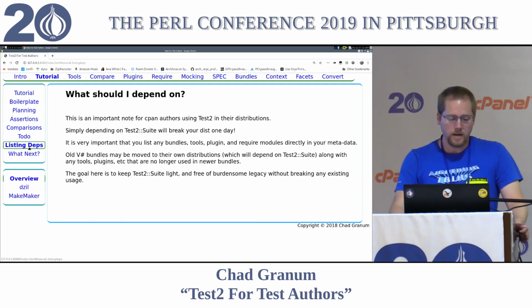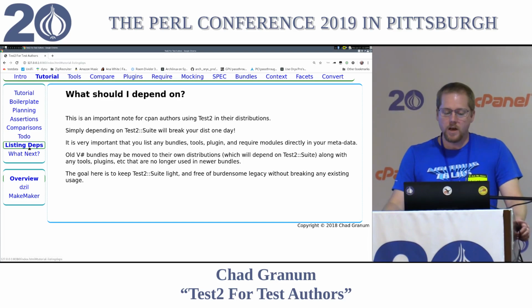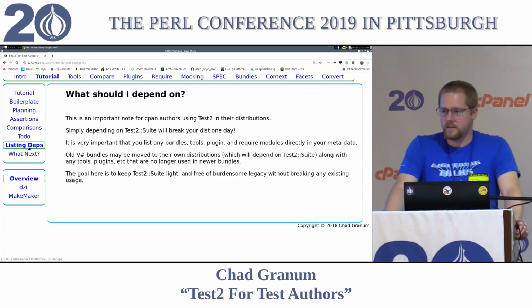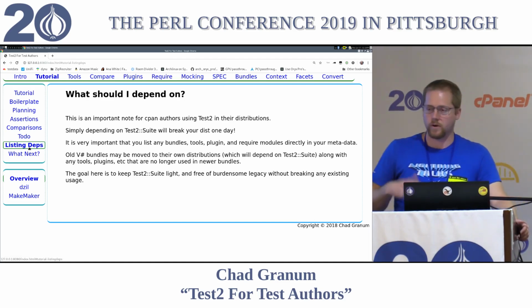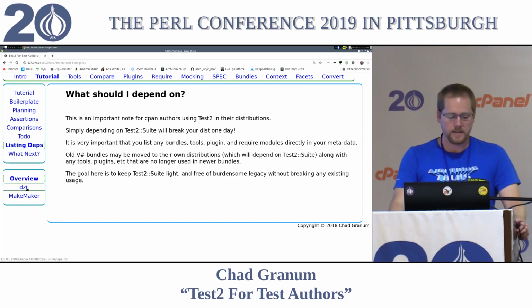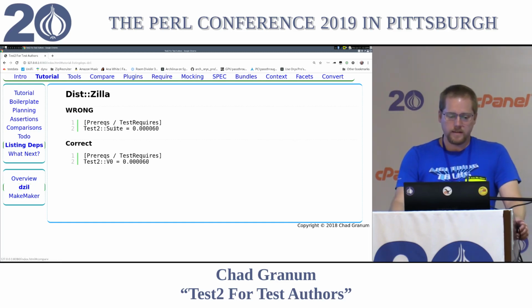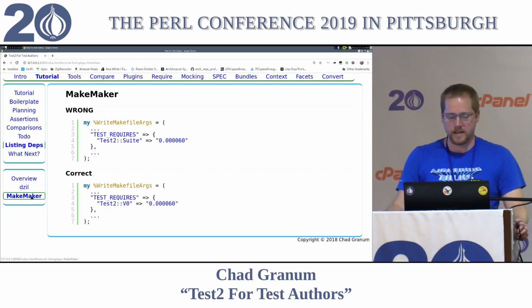So if you're using Test2, you need to list in your build tools what versions of modules you need. What you should do is depend on the specific bundle that you are using. Don't depend on Test2-Suite, don't depend on Test2 or any specific versions of those. You should depend specifically on whatever modules you are loading in your test class. So here's an example with Dist::Zilla. This is wrong. You shouldn't do that because what's actually inside Test2-Suite might change as it evolves. However, if you require the Test2::V0 bundle, that will guarantee you always have everything you need for that to work. And here's the same example in MakeMaker.